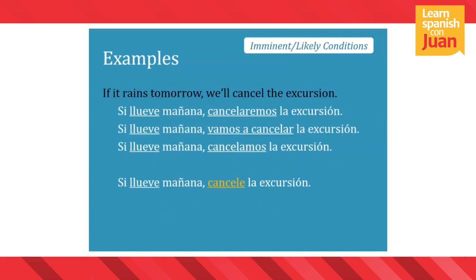All right, let's move on to the second category of conditions or if statements. These are the imminent or likely conditions. In these kinds of if-then statements, which are probably the most commonly used, we're talking about conditions as if they're imminent or likely to occur, like at least a 50-50 chance, usually sometime soon.